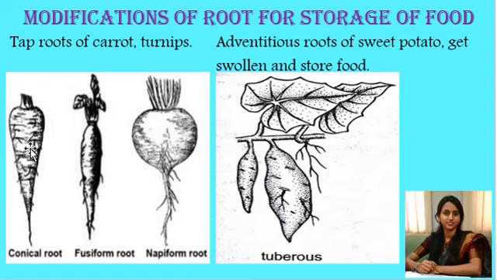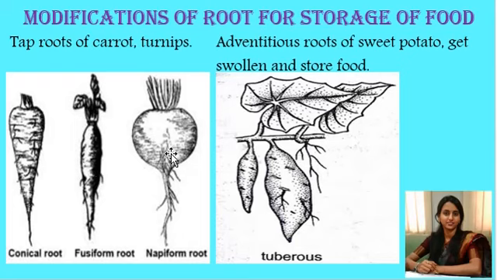In case of radish, the root is swollen in the middle part and becomes narrower or tapering towards both ends. Hence it assumes a spindle shape, and it is known as fusiform root. Therefore in radish also it is a taproot and it is modified for storage of food.